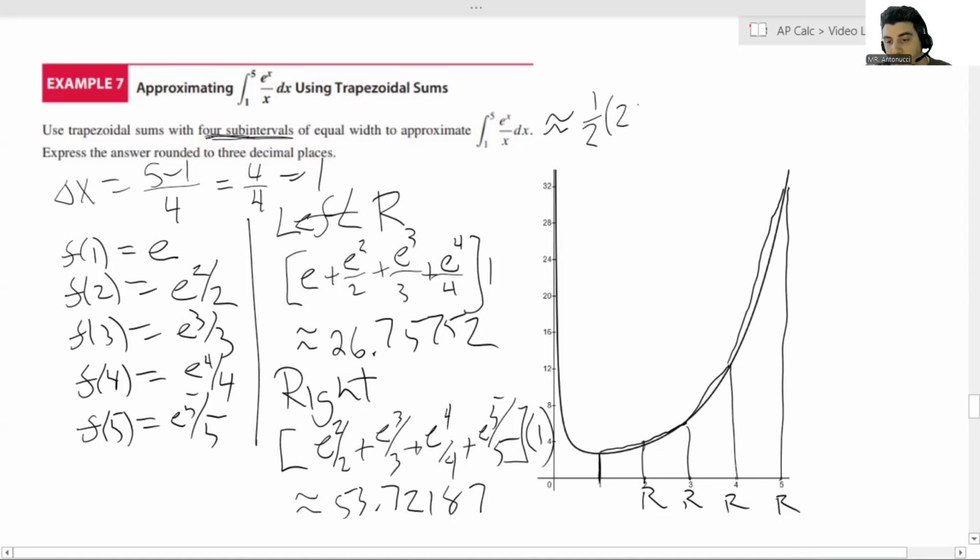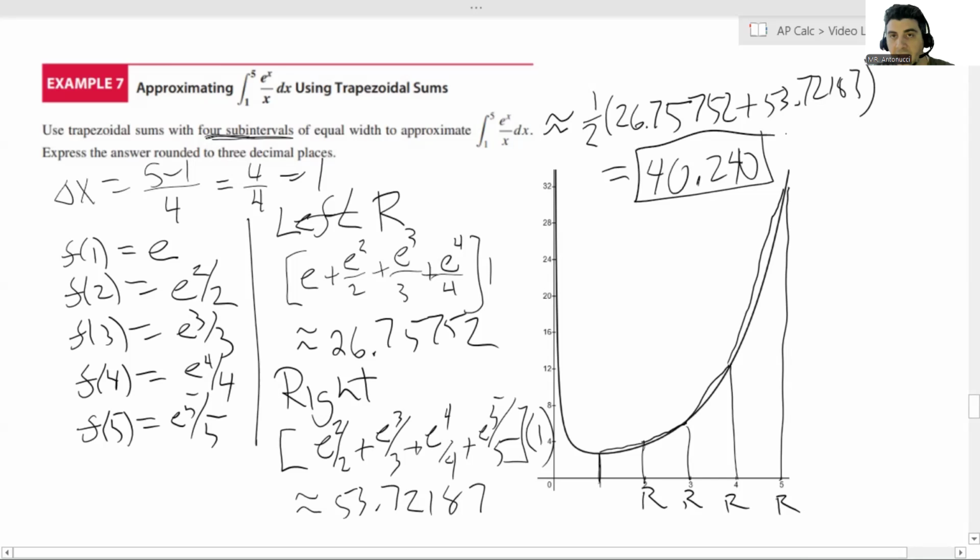All right. And then our approximation here is going to be the average of those two. So 1/2 times 26.75752 plus 53.72187, which is 40.240. Now, if you do have to get decimal values because you're using a calculator or Desmos or something like that, make sure you go out as many decimal places as you can until you get to your final answer, and then you can write it there.